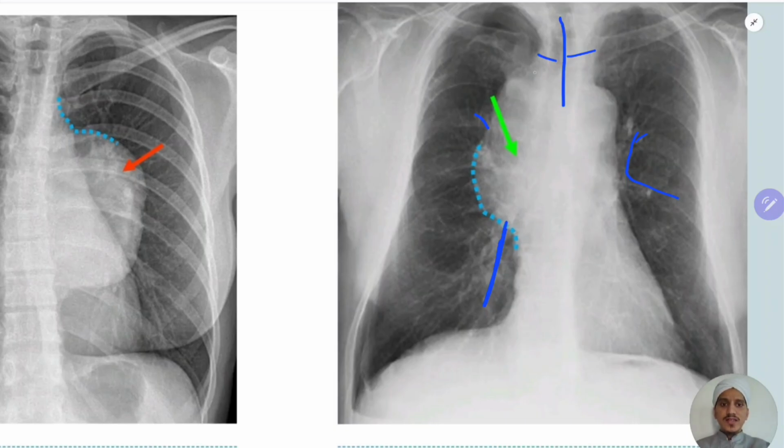Now this is how you say whether it is a mass or a collapsed lung. If it is a collapsed lung, the collapse will pull everything towards itself. The mediastinum will be pulled towards the side of collapse, the diaphragm will be tented, and there will be crowding of ribs. You are not seeing all those things. You are able to see the bronchovascular markings here, so it can't be a collapse, and it can't be a pneumothorax either. So it is a mass.